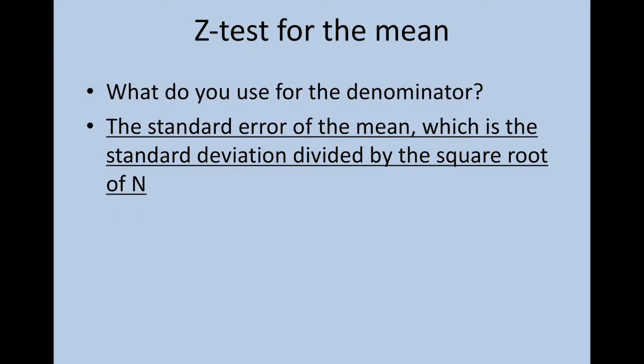What do you use for the denominator? The standard error of the mean, which you may remember from class, is the standard deviation divided by the square root of n.